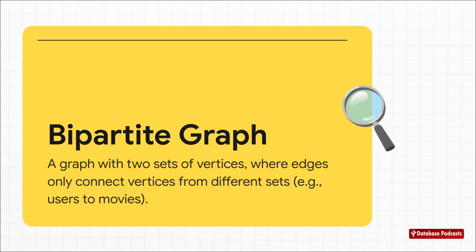A machine learning algorithm can then look at this giant web of connections and start predicting the missing links, a potential edge between you and a movie you haven't seen but are probably going to love.